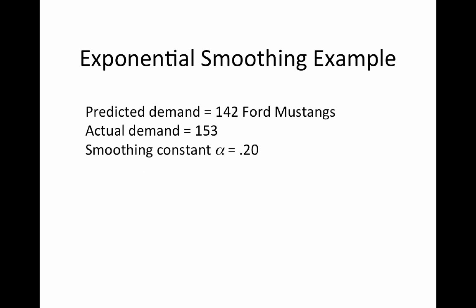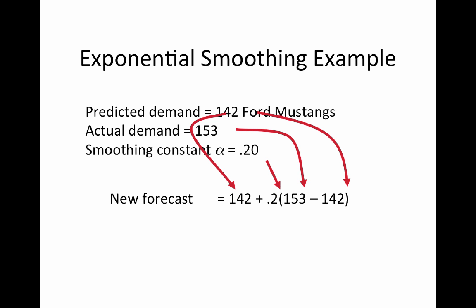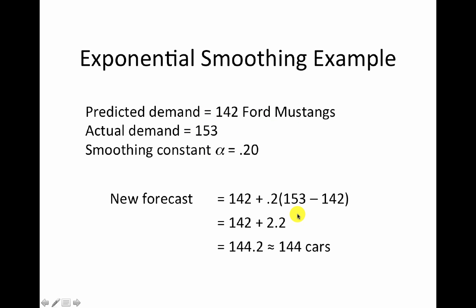And here's an example that you can see with a smoothing constant of 0.20. So again, we started with this previous forecast, and we added in the smoothing constant times how accurate we were on our previous forecast. Okay, so we predicted 142, we actually had 153. So we were fairly accurate, but we were off by 11, and then you'd multiply that 11 by the 0.2 and add it to the 142.